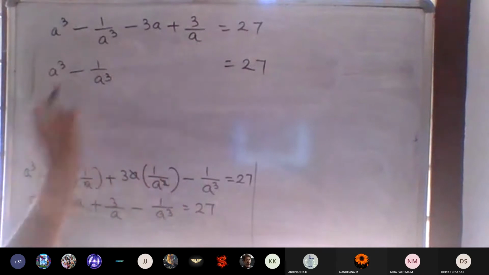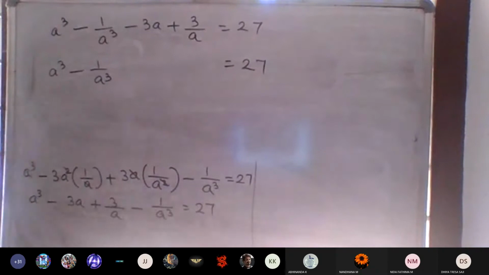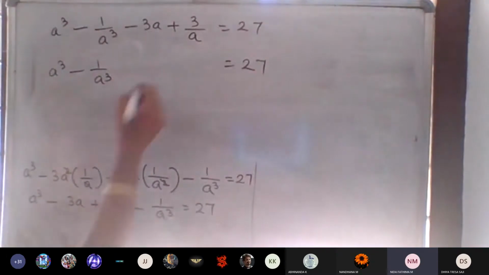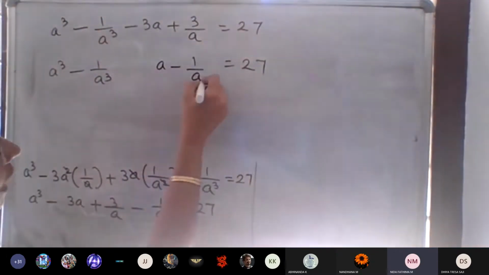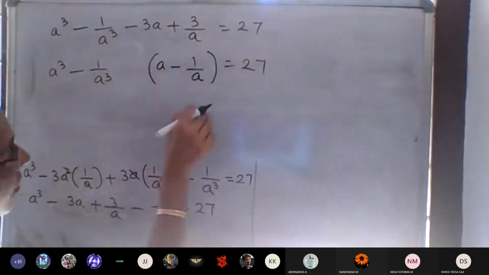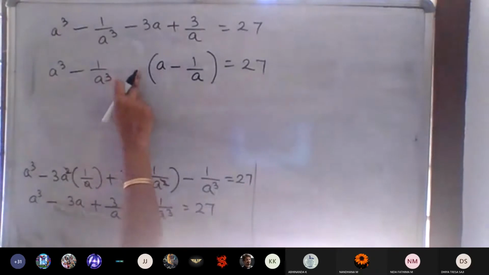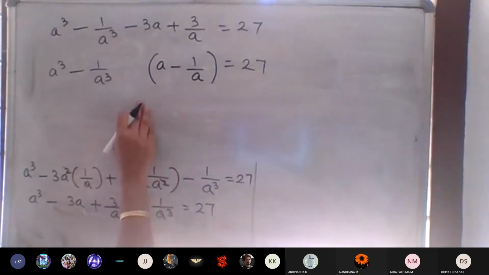So we have to adjust this. Which one do we have to take common? Negative 3 or positive 3? Depending upon what we have, think of that. a minus 1 by a or a plus 1 by a? We have a minus 1 by a, isn't it? Then only we can substitute the value of a minus 1 by a in the next step. So depending upon this a minus 1 by a, what do we have to take common here?